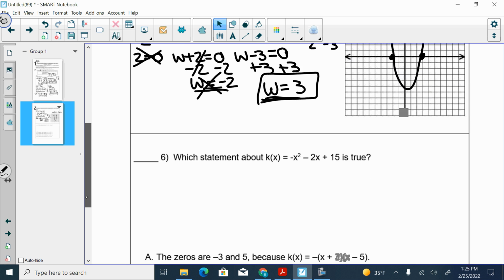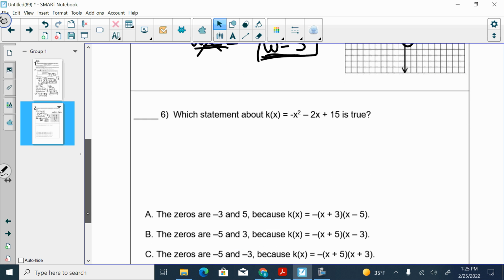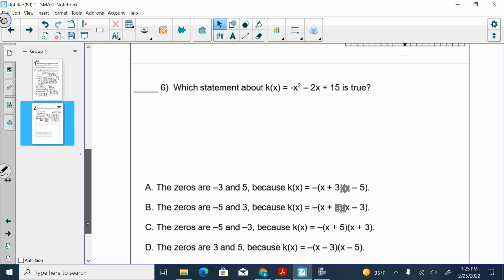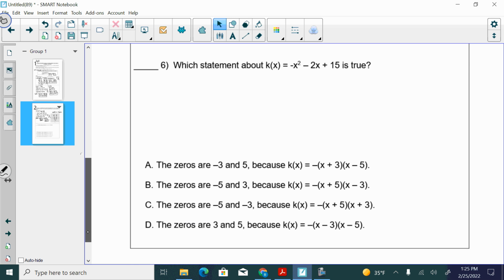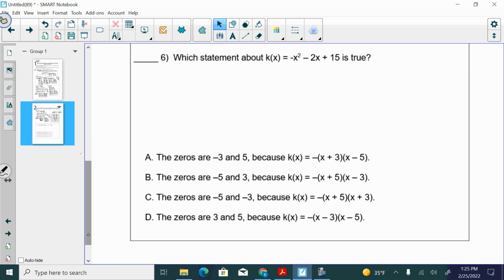Okay, last one says which statement about this function is true. Okay? Well, if we start reading the answer choices, they found the zeros, right? So obviously we're going to need to find the zeros in order to determine which one of these is true. Okay, so if I'm going to find the zeros, the first thing we have to do is what? What's our first step?